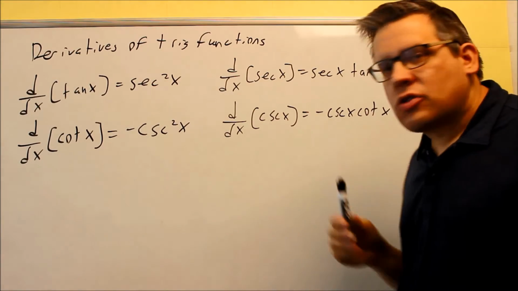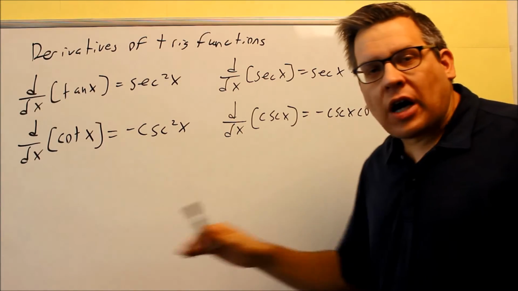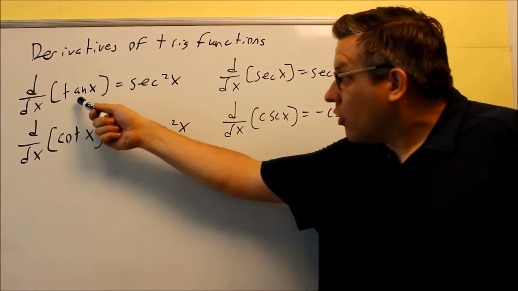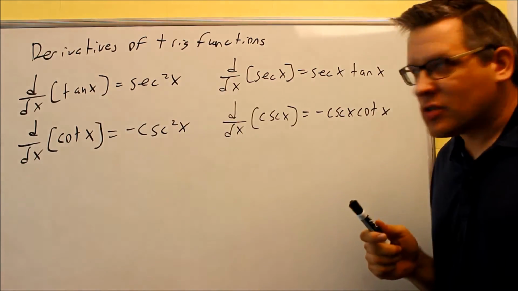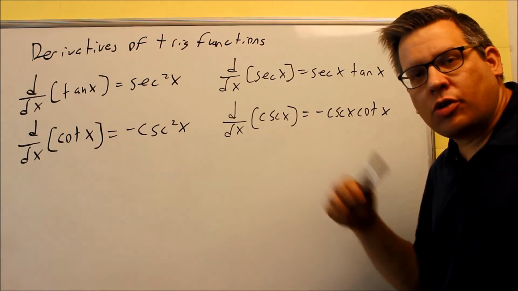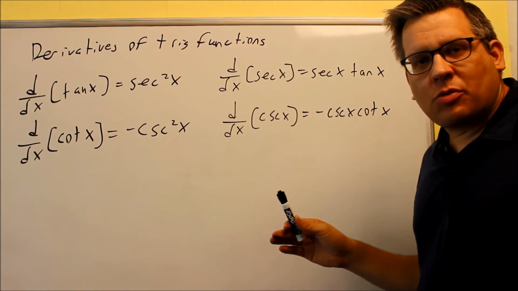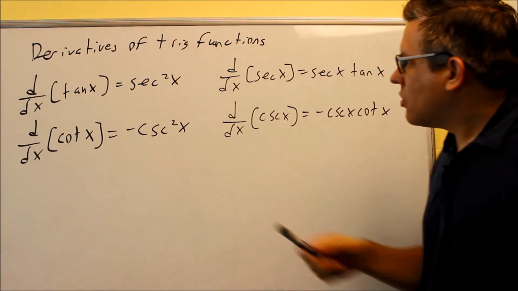Because these are formulas, when you work out problems like this, you don't have to show the whole process using quotient rule, how to go from tangent to secant squared. You can just simply say that the derivative of tangent is secant squared, and you can do that automatically when you work out the problems. So the videos after this will show some examples using these trig functions here.